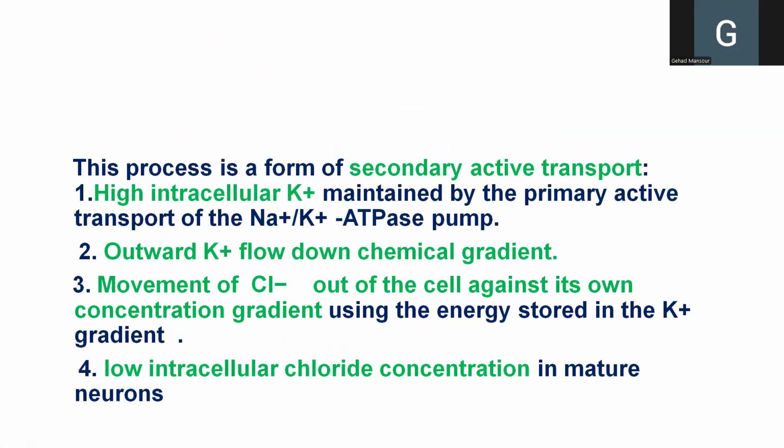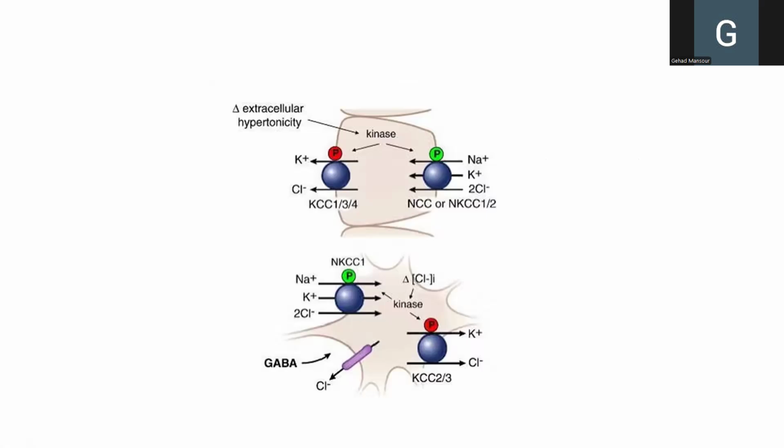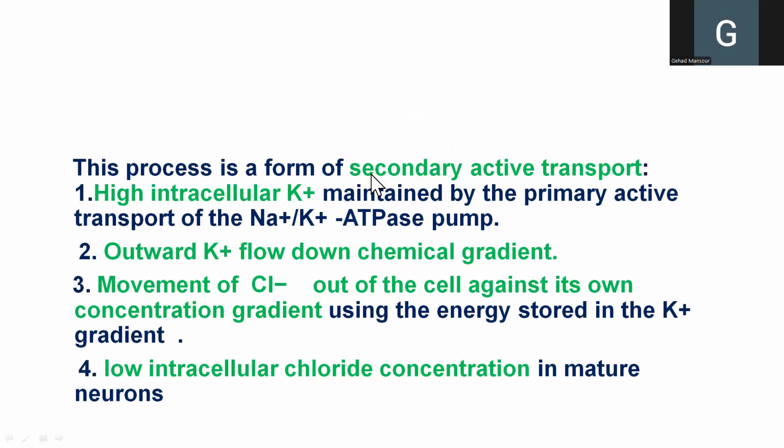So this process is a form of secondary active transport, as we have just explained, because in order to pump chloride extracellularly against the concentration gradient, you need energy that is derived from the release of the potential energy that was stored inside the potassium ions after they have been pumped by the sodium potassium pump. So we will explain here step by step how it is an example of secondary active transport.